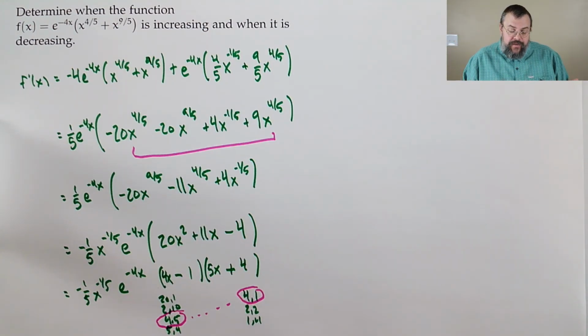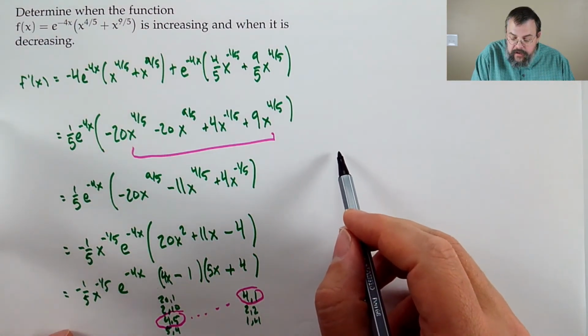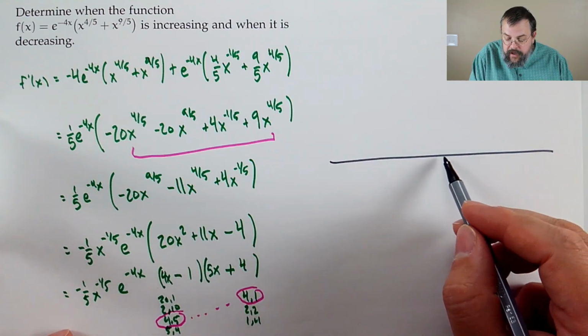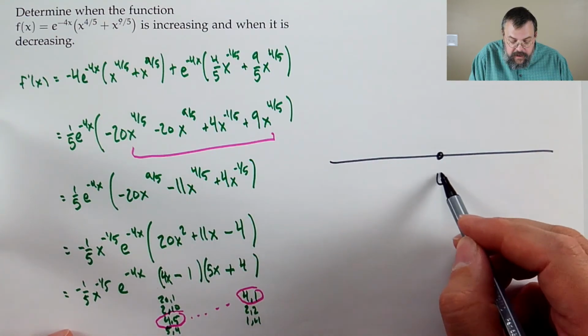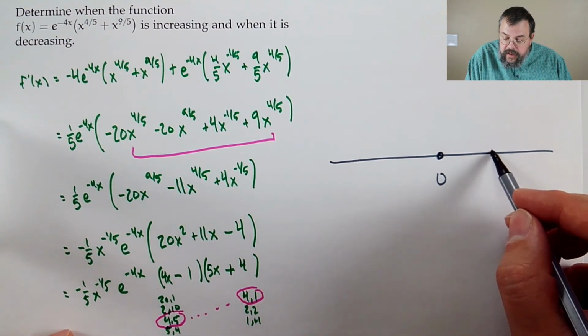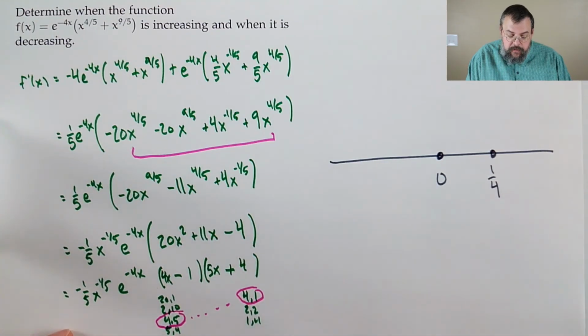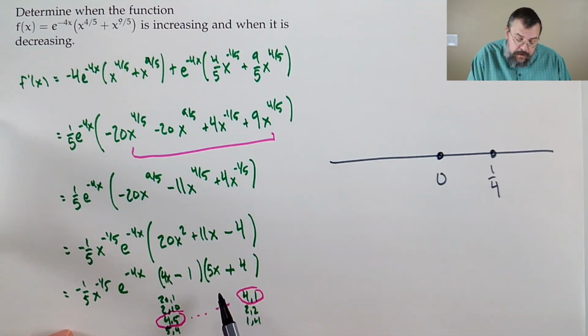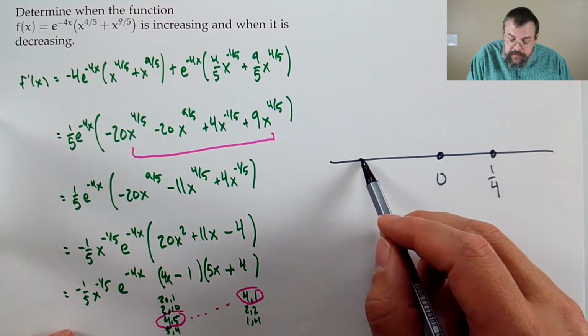So what's the next step? Well, next step is to identify our critical points. So certainly zero is a critical point. So all right, we'll mark zero here. All right, 4x minus 1. When does that equal 0? Well, that's at 1/4. All right, so put something there. 5x plus 4. Well, that would be at negative 4/5.